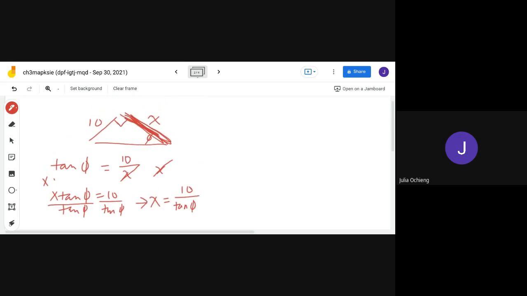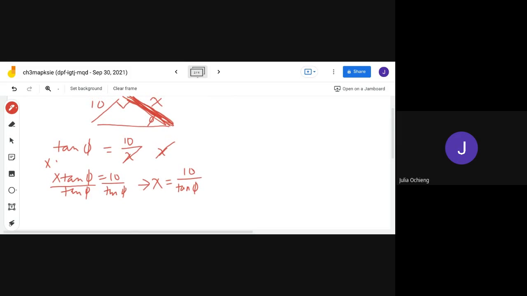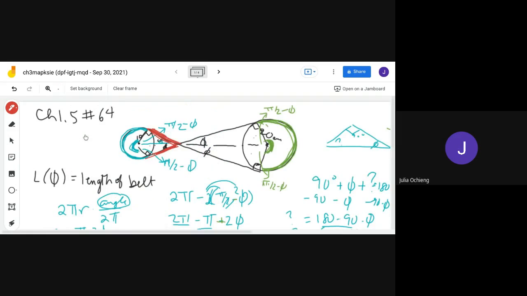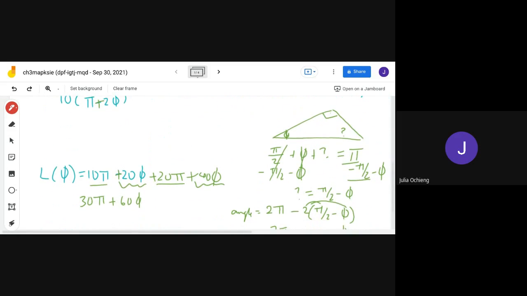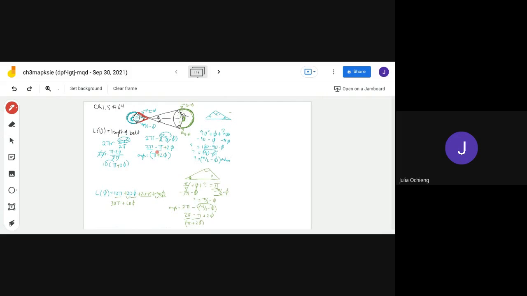So that means the length of the belt here, x, is 10 over tan phi, but there are two of them. So that's going to be 10 over tan phi times 2. Remember, 2 is the same thing as 2 over 1. So that's going to be 20 over tan phi. I'm going to add that to my equation. So I found this over here, and this right over here was 20 over tan phi.